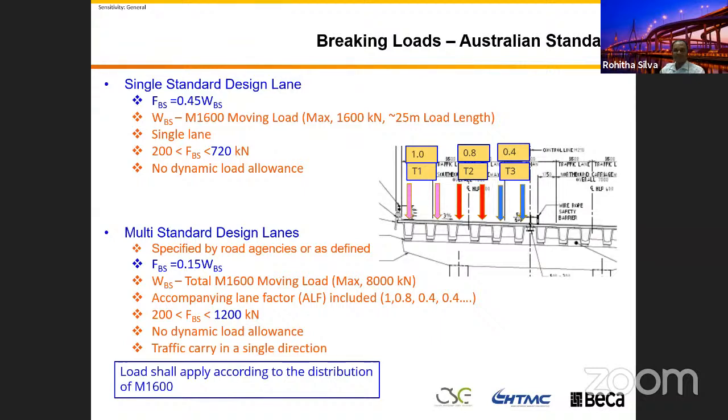Any question here? It's a very straightforward thing. You calculate the total weight and get the M1600 load, 360 times 4, 6 times whatever the length of the bridge. We will see an example later on. Any questions?